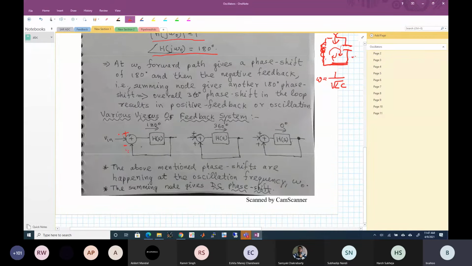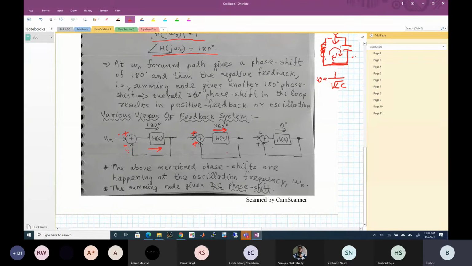But at one particular frequency, the forward path gives you 180 degrees of phase shift, and of course there is another 180 degrees of phase shift. So the total phase shift in the loop is 360 degrees. Somebody might say, I won't do this. I will put a positive connection here and give a 360 degree phase shift at that particular frequency. That is also fine. It's up to you how you realize it.